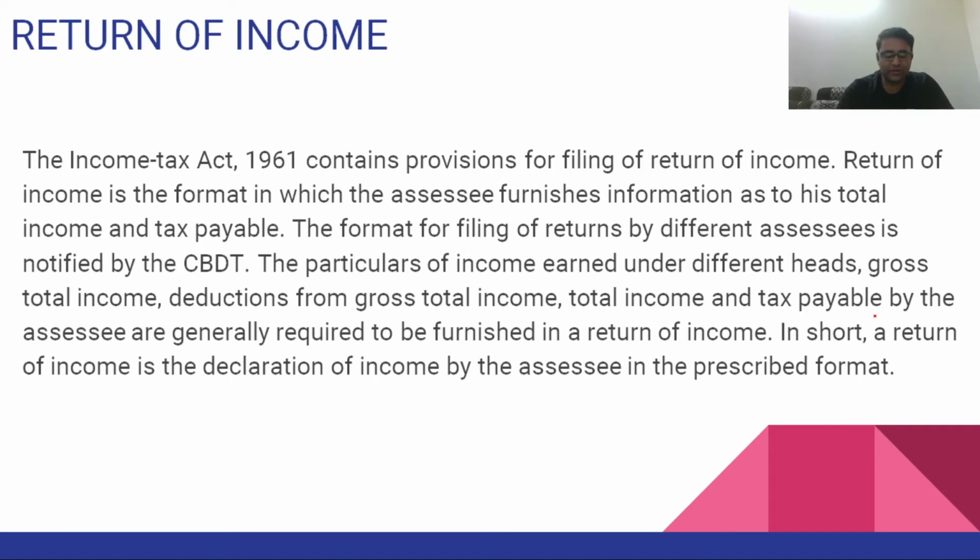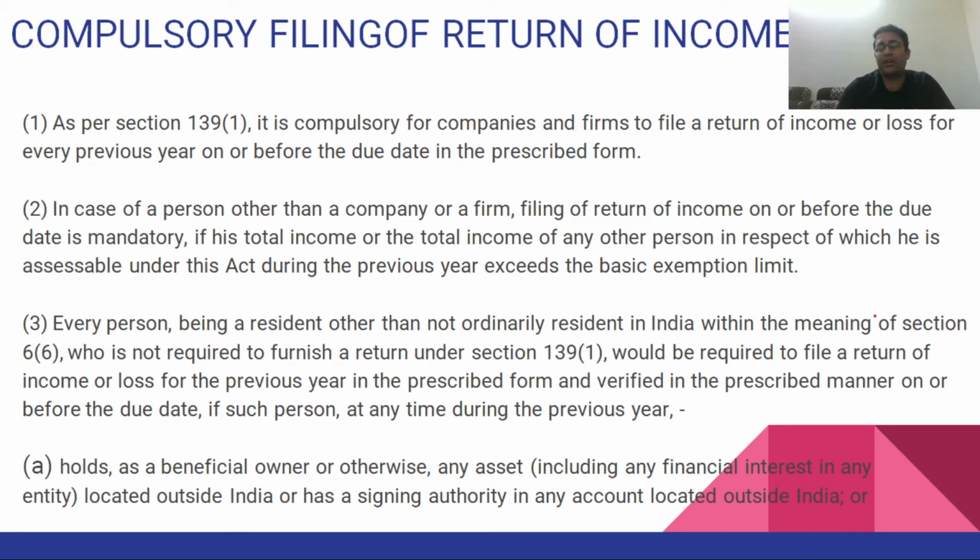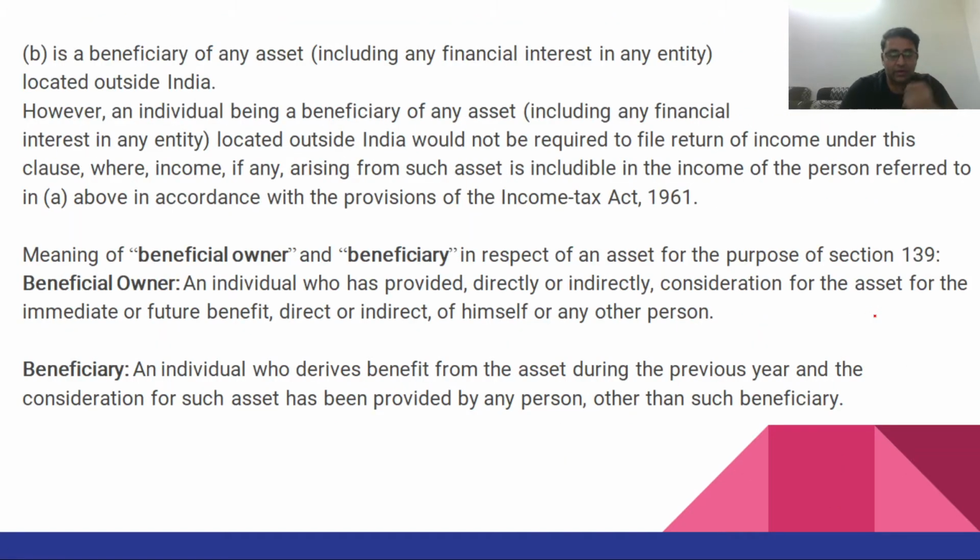We went through a revision or a quick look at what a return of income is. It is a form that has the details of total gross income, deductions, total income and tax payable, and there is a format. So basically, filing of returns of income means providing to the income tax department, in a particular format, all the information that they want. Then compulsory filing of returns. There are certain sections of assessees who compulsorily have to file the returns of income. So we went through who they are as well. Then we went through the meaning of beneficial owner and beneficiary as well.